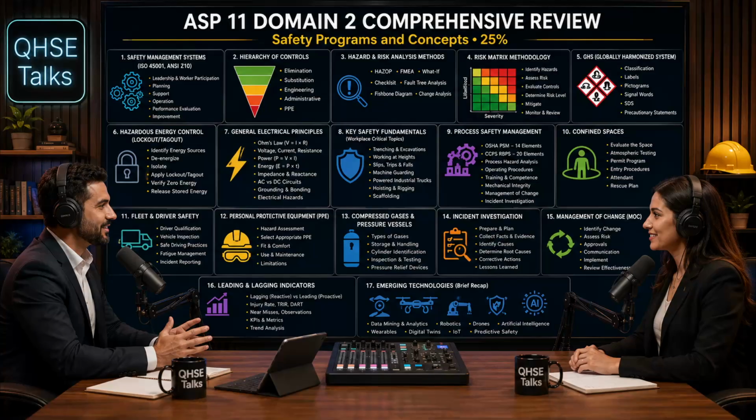Oh man, that's a good point. When you take the exam, always look for the scenario that asks you to select the most effective control. The test makers will give you 4 technically valid options, but you must select the one highest on the hierarchy. Always go for elimination if it's there.